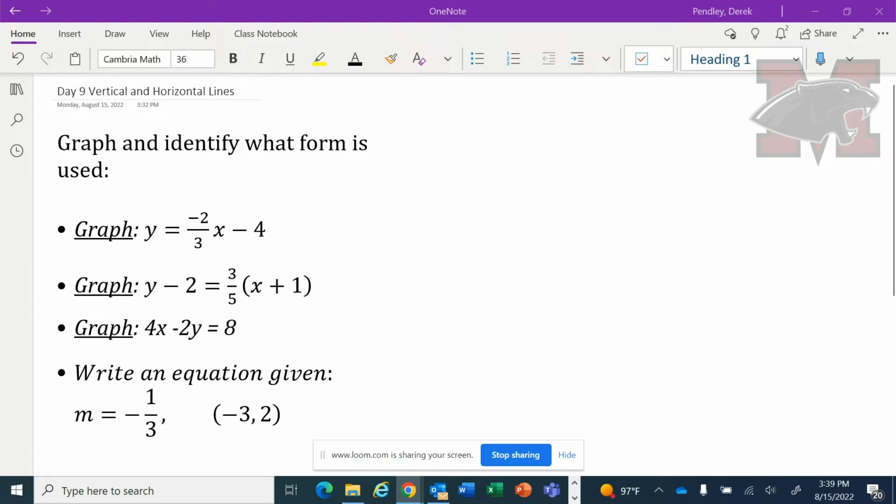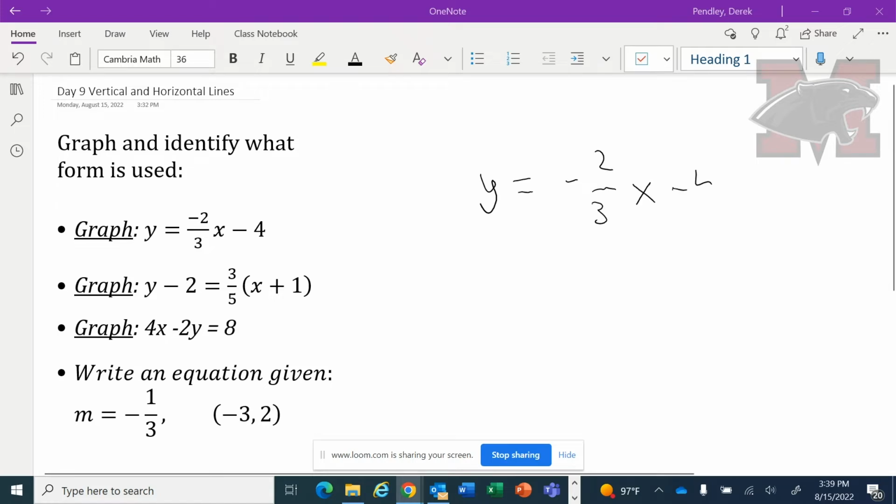All right. Well, let's go through this really quick. It is review for everything, so I'm going to fly through this. So y is equal to negative 2/3 x minus 4. This is the slope intercept form. So it gives me the slope and it gives me the y-intercept. So if I'm going to graph this, I go down 4. That gives me the y-intercept. And then I go down 2 and over 3. So by doing that, I'm able to connect the dots.